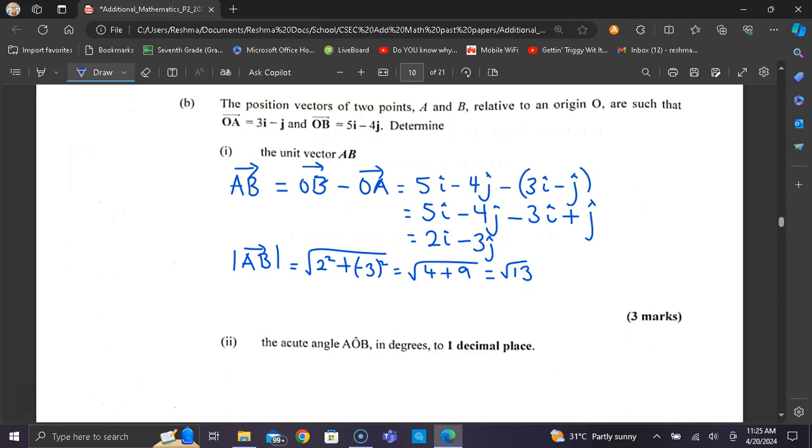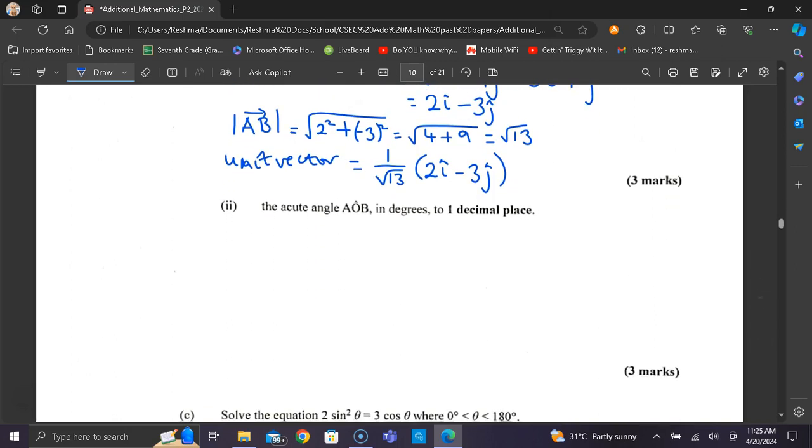So therefore, the unit vector in the direction of AB is 1 over the magnitude multiplied by vector AB. So our unit vector is 1 over root 13 times 2i minus 3j.